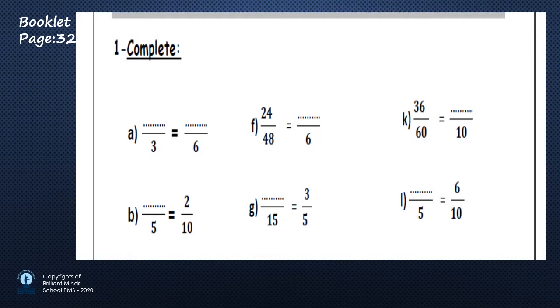Now, go to your booklet, page 32. We're gonna answer question number 1. A space over 3 equals a space over 6. Here in this question, I'm only gonna choose any number and put it in the numerator on the first fraction. So I'm gonna choose 1 and put 1. Now, from now on, we're gonna say the steps to answer the question.